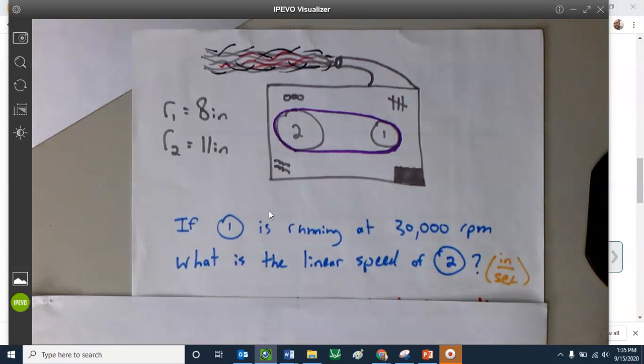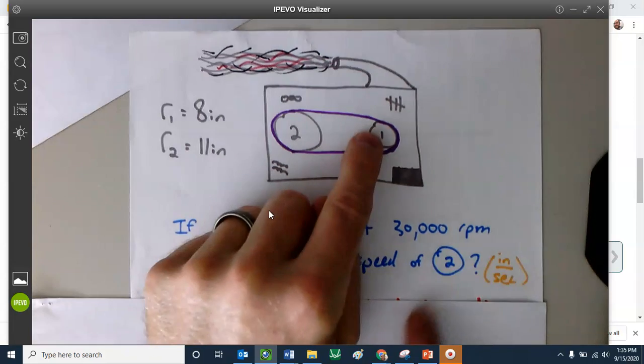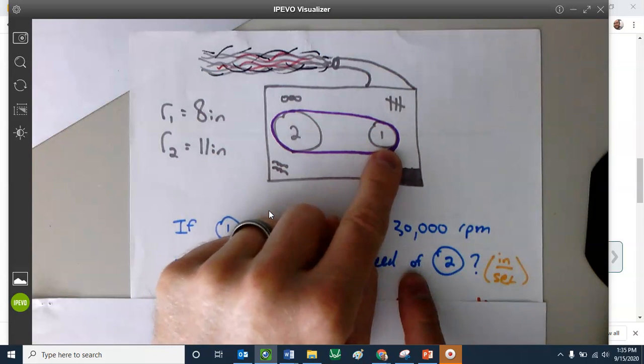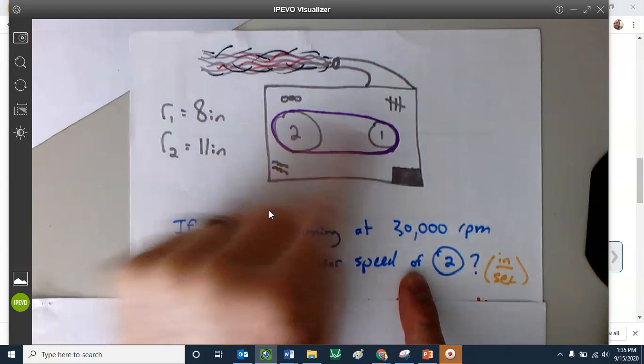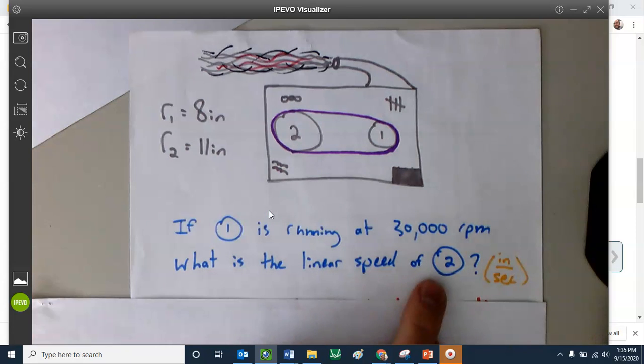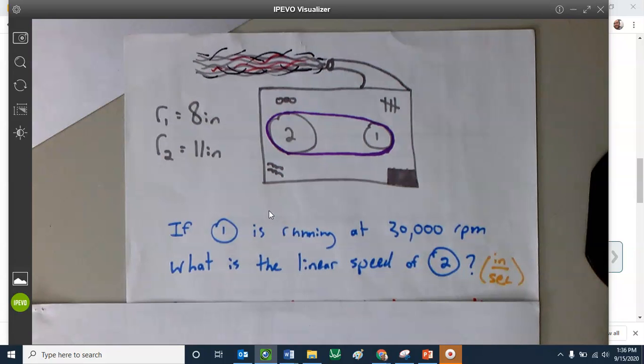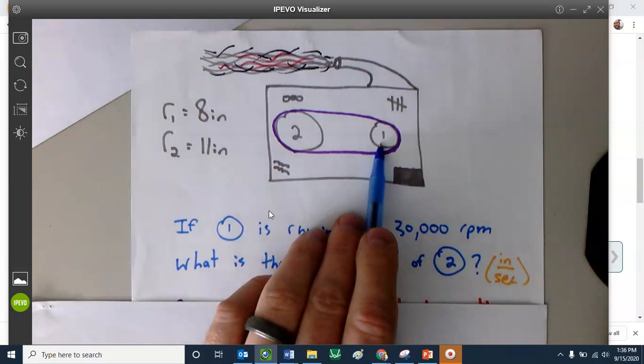Well, based on what we just said and what we just saw, their linear speeds are exactly the same. So whatever the linear speed is of 1, that's going to be the linear speed of the belt, which is exactly the same as the linear speed of 2. So when I say find the linear speed of 2, we're actually finding the linear speed of 1. Okay, and now we can just turn this into a dimensional analysis problem like we were doing. We have units we're trying to convert back and forth between. So I'm talking about finding the linear speed of 1.